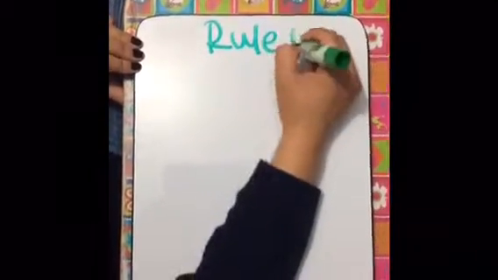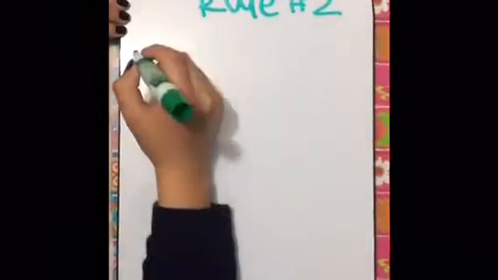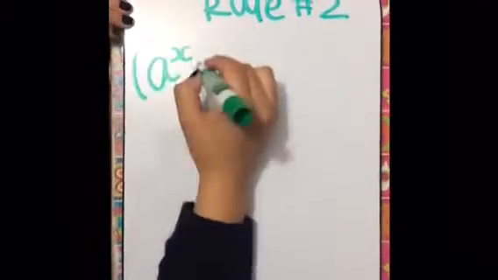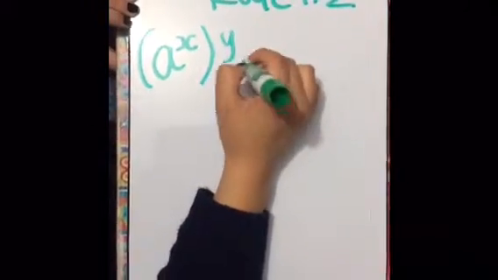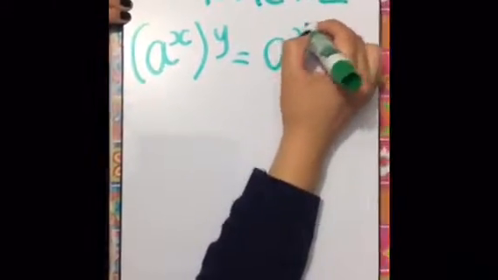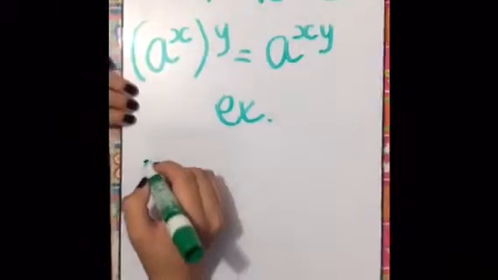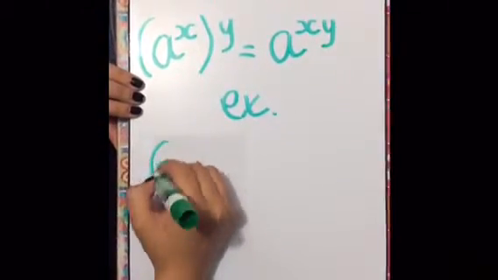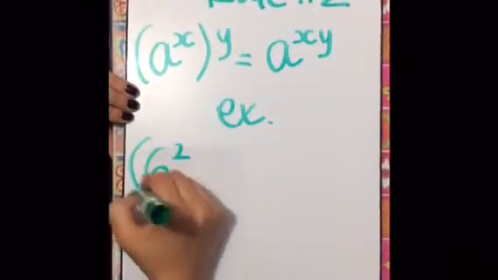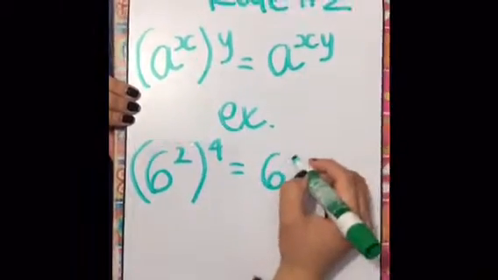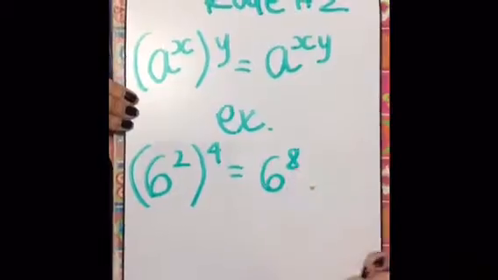Rule number 2. A base to the power of something, all to the power of another exponent, equals the same base to the power of the first exponent times the other. So it's like a to the power of x, all to the power of y. It's the same as a to the power of x times y. Example: 6 to the power of 2, all to the power of 4.